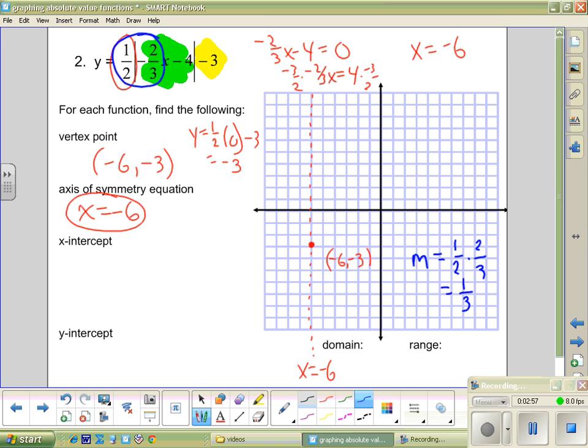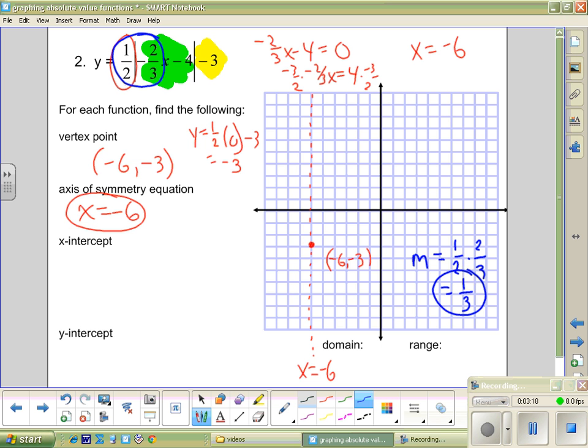Because with the absolute value, it's going to be positive anyway. So don't even worry about that at that particular case. The only time you worry about the negative is if it's out in front of the absolute value. Since there's no negative out in front of the absolute value, that tells me that my graph, my v, is going to go up instead of down. And the slope that I'm going to use is going to be 1/3.